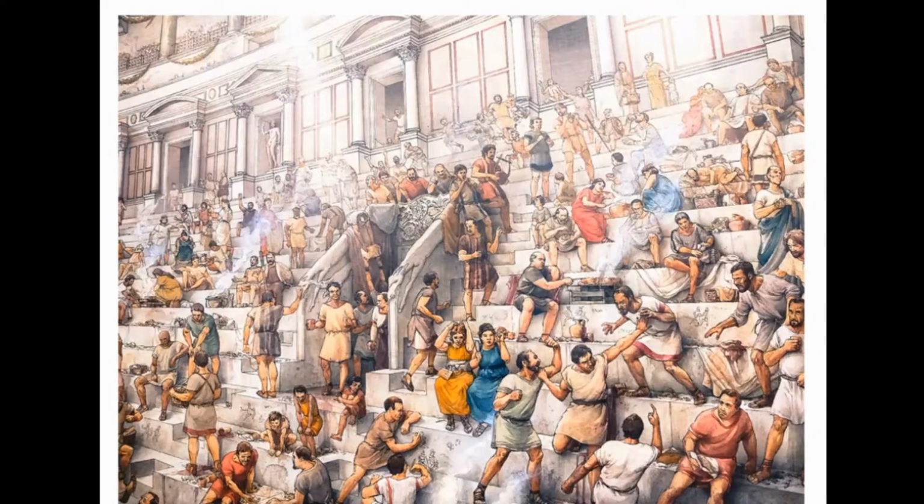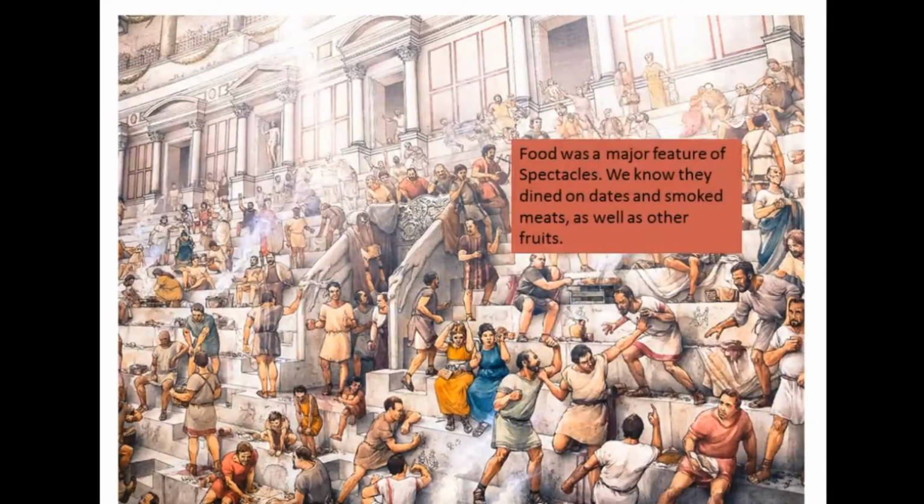As we looked through the ruins, it was difficult to imagine that at one point those seats would have been filled with at least 50,000 people, all of whom would be yelling and possibly fighting or eating food and other things. As you enter into these rooms, you'll get notes as you click on the man cooking there in the stands, and you'll learn that food was a major feature of spectacles. We know that they dined on dates and smoked meats as well as other fruits.